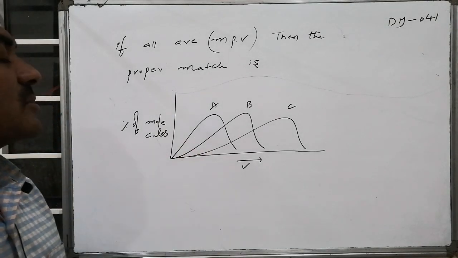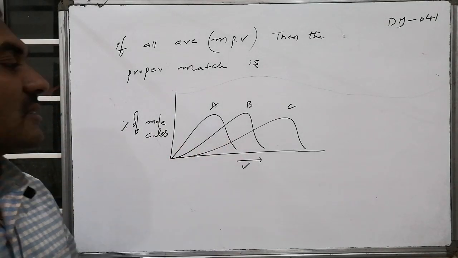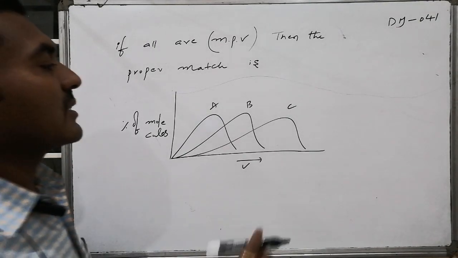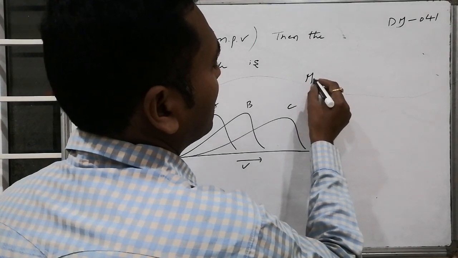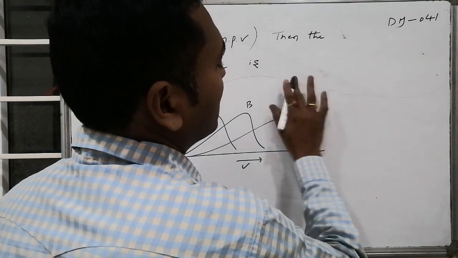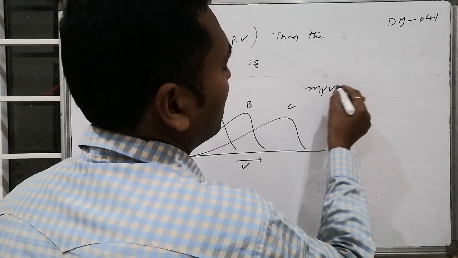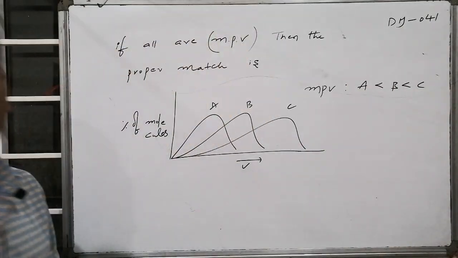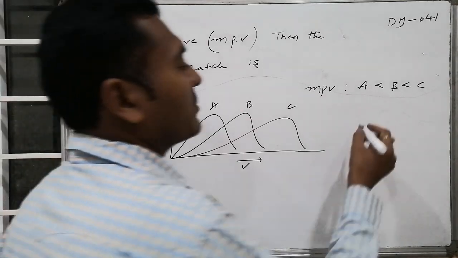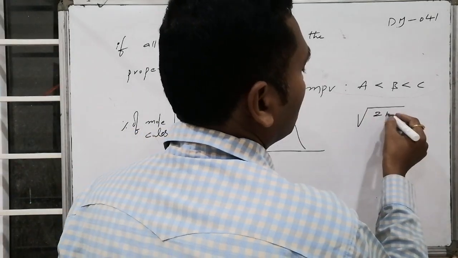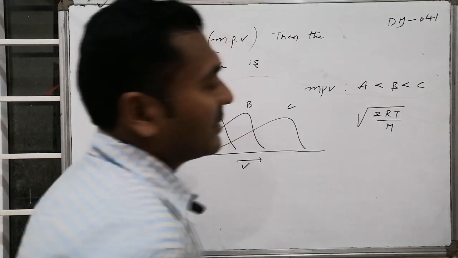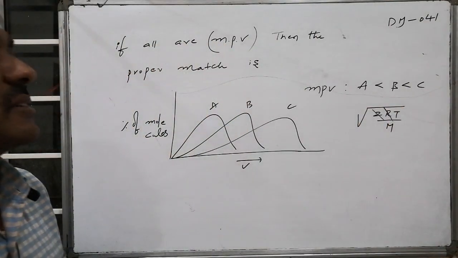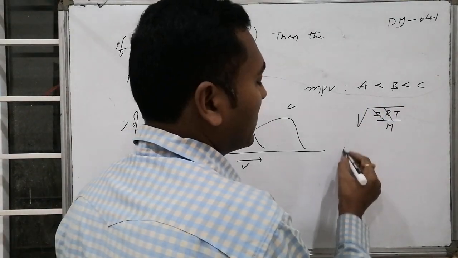A is the least most probable velocity, B is somewhat higher, that is medium, and C is the highest. So for the most probable velocities, A is lesser than B, which is lesser than C. The general formula for most probable velocity is the square root of 2RT by M. Here 2 and R are not deciding factors; the deciding ones are T and the gram molecular weight.